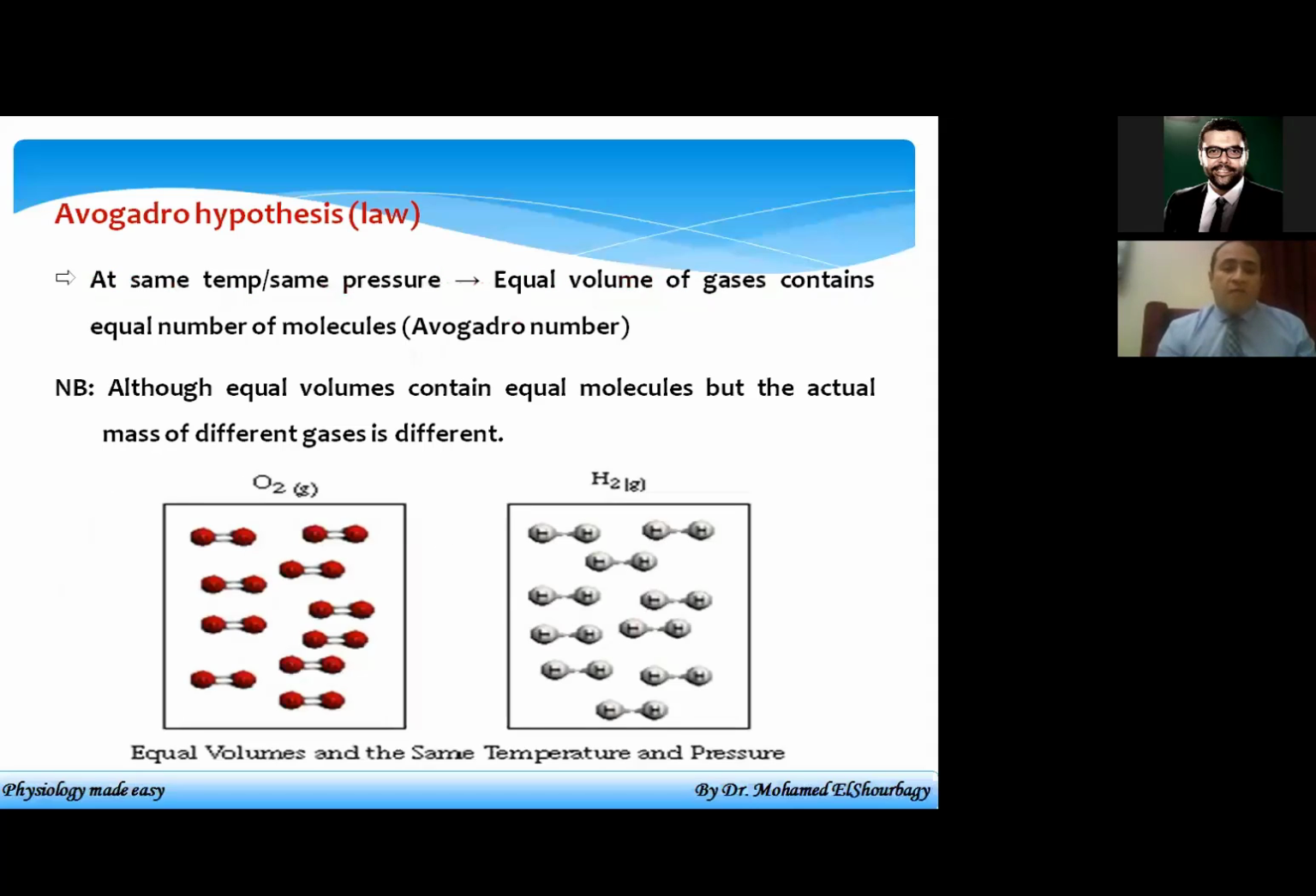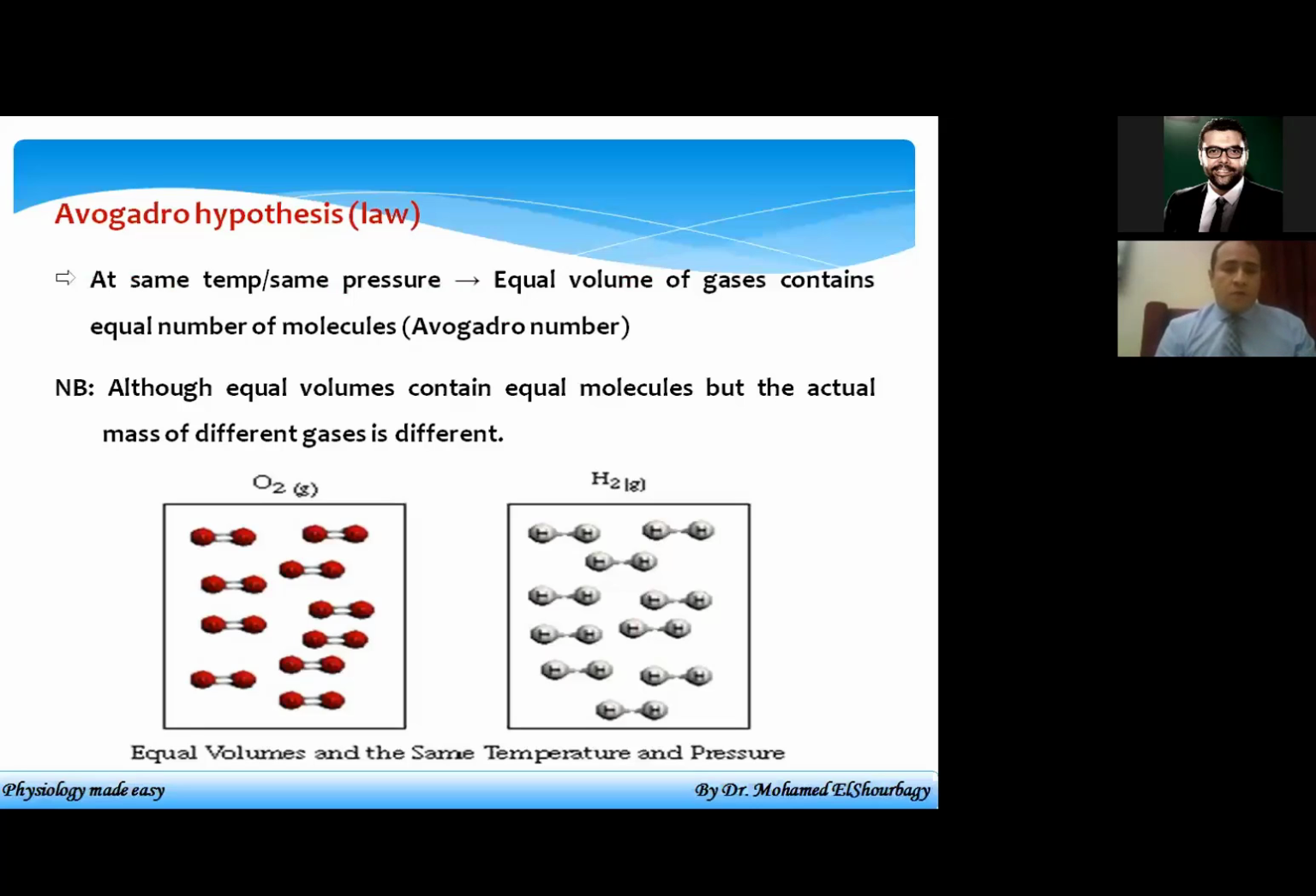So what about Avogadro hypothesis? At the same temperature and same pressure, equal volumes of gases contain an equal number of molecules. For example, at STP, equal volumes of gases will contain an equal number of molecules, like the Avogadro number.